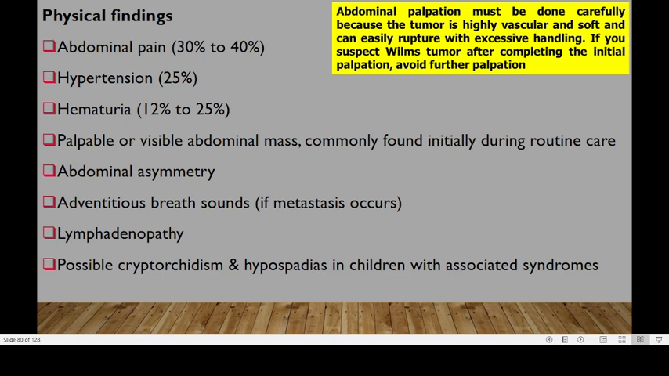Remember, abdominal palpation must be done carefully because the tumor is highly vascular and soft and can easily rupture with excessive handling. If you suspect a patient has Wilms tumor, after completing the initial palpation, avoid further palpation.